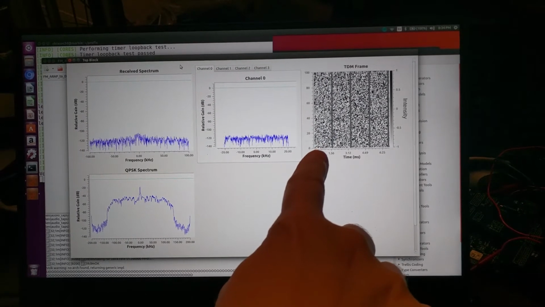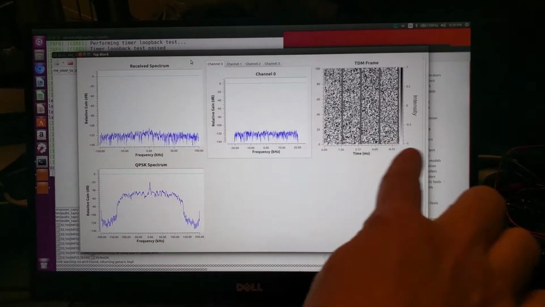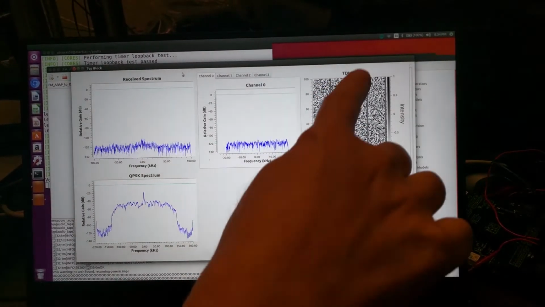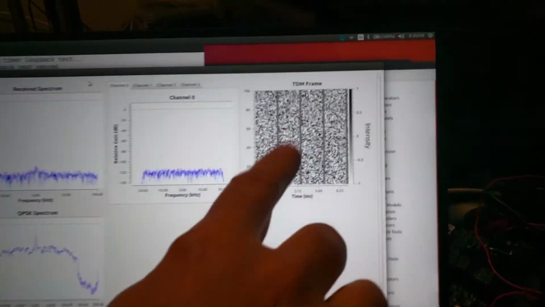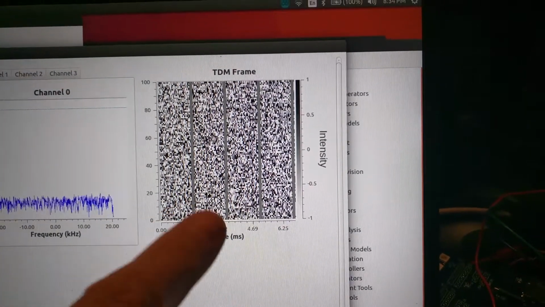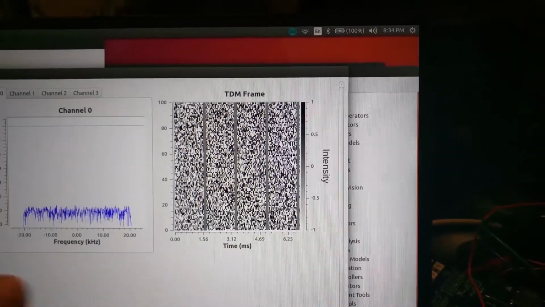So this here is the data that's being transmitted, where one horizontal line represents one whole superframe of all 4 channels. You can see it's nicely systematic. These vertical lines represent the guard times between the individual channels, and each one of these channels has a pattern that's depending on the codec.